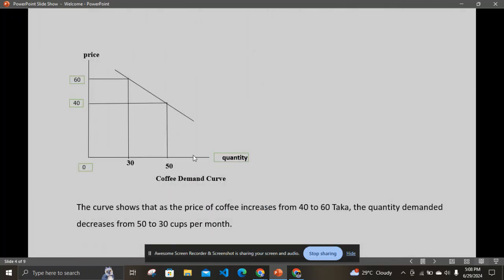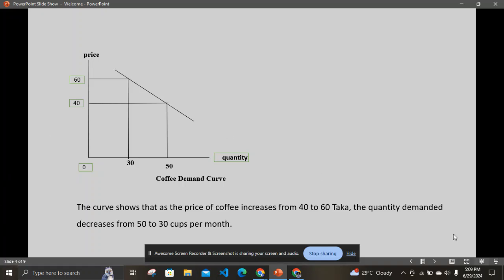So let's discuss the graph here, the demand curve. That is, it is the coffee demand curve. So we can see here that when the price is 40 taka per cup, the demand is 50 cups per month. But when the price shoots up from 40 taka to 60 taka, the consumption or demand for coffee decreases from 50 cups per month to 30 cups per month. Here the curve shows that as the price of coffee increases from 40 to 60 taka, the quantity demanded decreases from 50 to 30 cups per month.